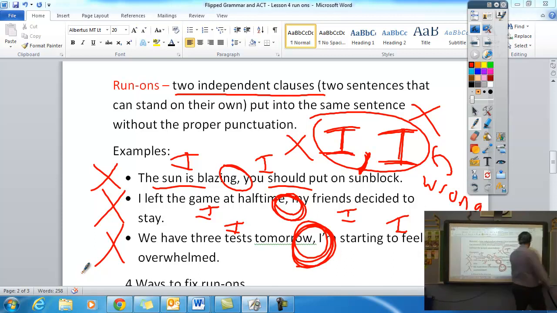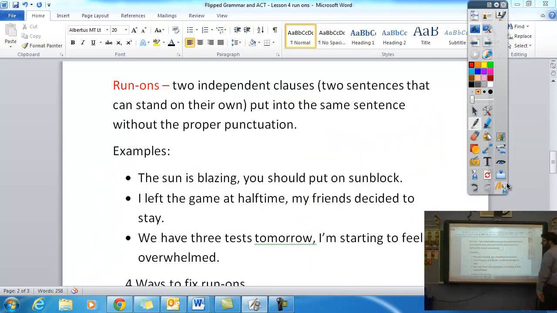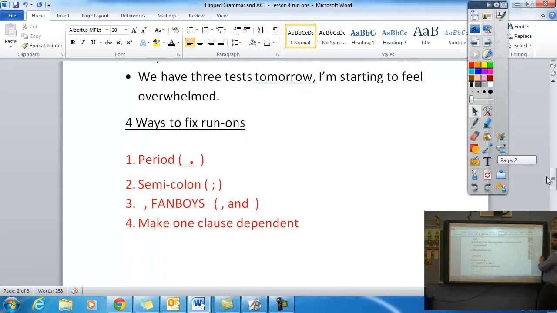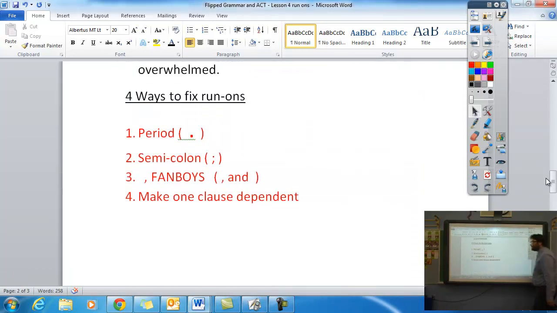So the question is, if we want to avoid these run-ons, if we've got all these run-ons, how do we fix them? How do we avoid them? Well, let's talk about that. Okay? Let's talk about the 4 ways to fix run-ons. There are 4 main ways to fix run-ons.